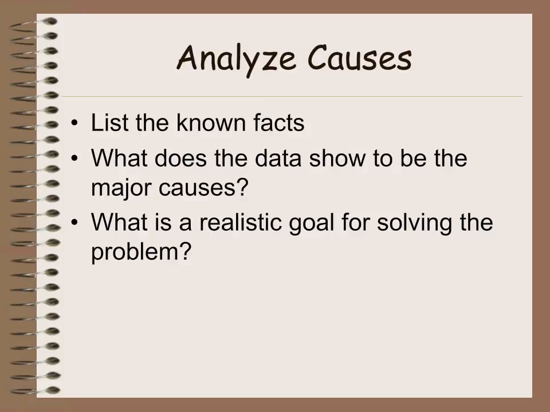The second step is called analyzing the causes. This is where you list the known facts of your current situation. What does the data show to be the major cause of the problem that you're having? And what is a realistic goal for solving this problem? Here you want to analyze the benefits and shortfalls of any current solutions that you already have in place. Why was your product made this way? Why was it designed in the manner that it currently exists in?